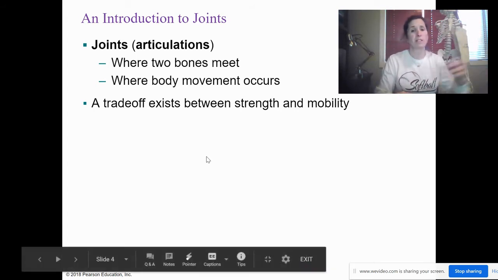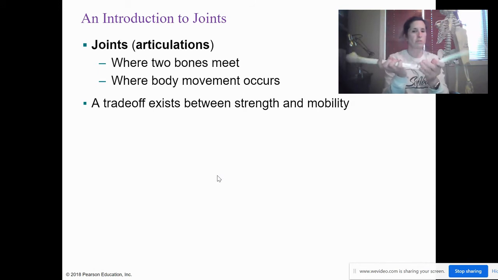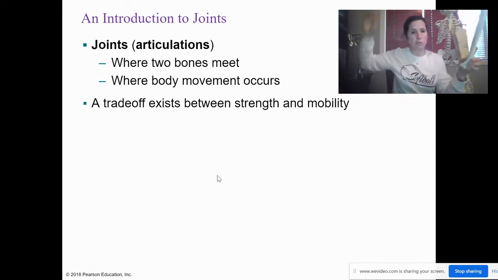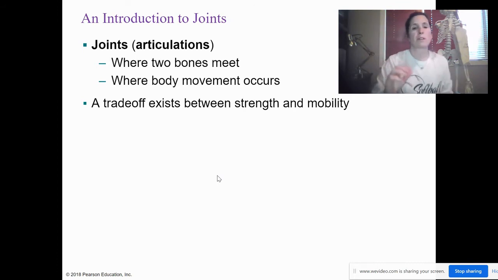There's a trade-off that exists between the strength and the mobility of a joint. All right, so this is really strong, but this can only go in two planes. Whereas our shoulder is a ball and socket, it's not as secure, but it can rotate in several planes.